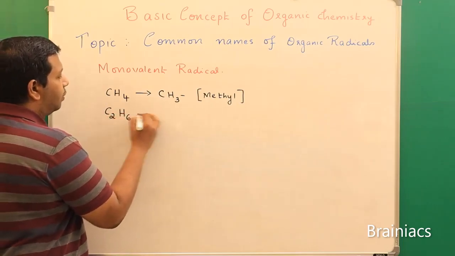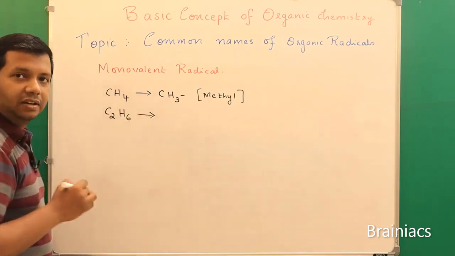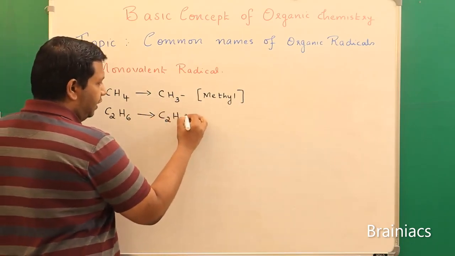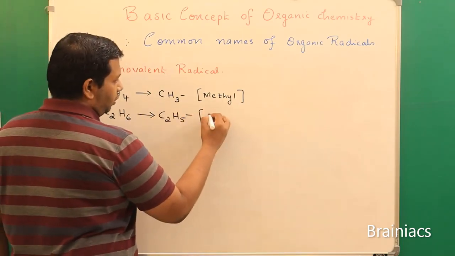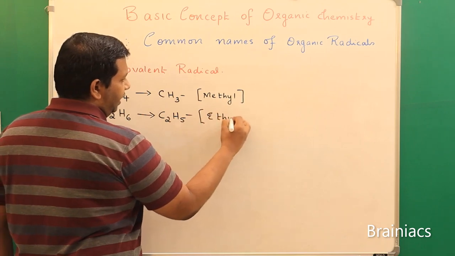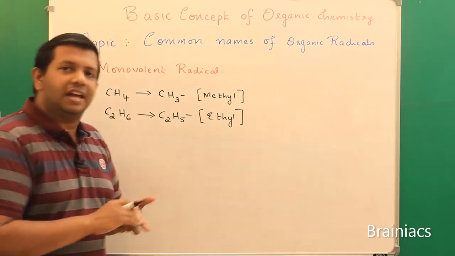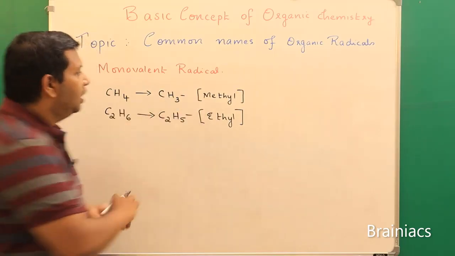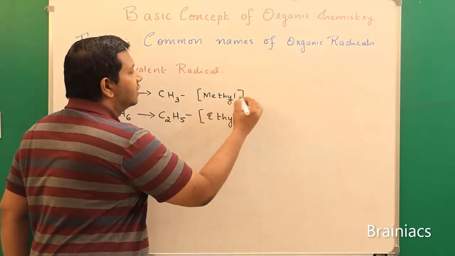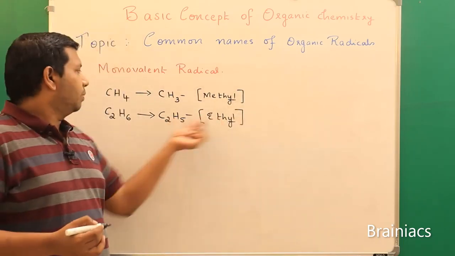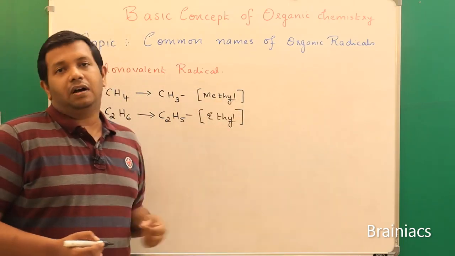Correct? Now similarly another one I will take, C2H6. What is this compound? Ethane. If I replace one H, what will happen? C2H5 hyphen. So this is called ethyl radical. So I could generalize that if one H is replaced, the suffix that comes is YL. Eth for 2 carbon atoms and YL is the suffix used.